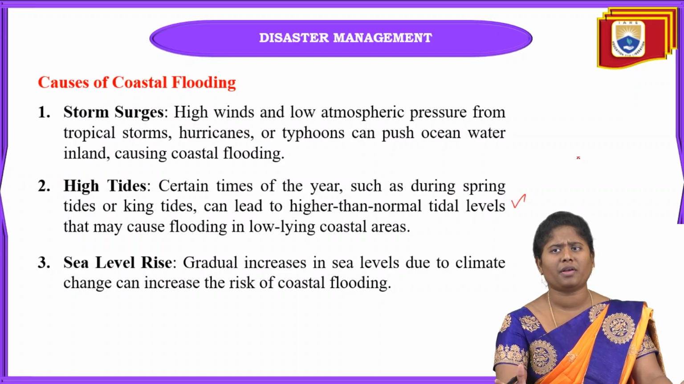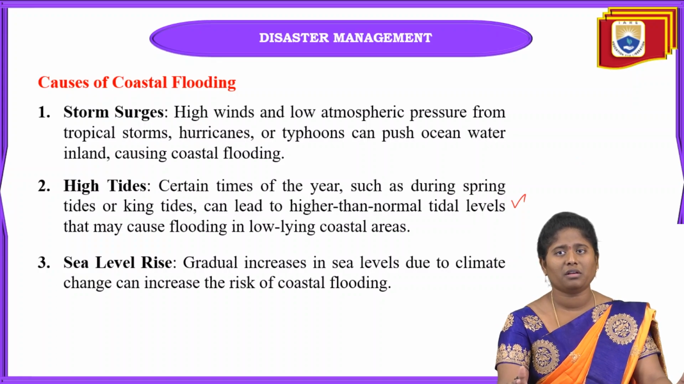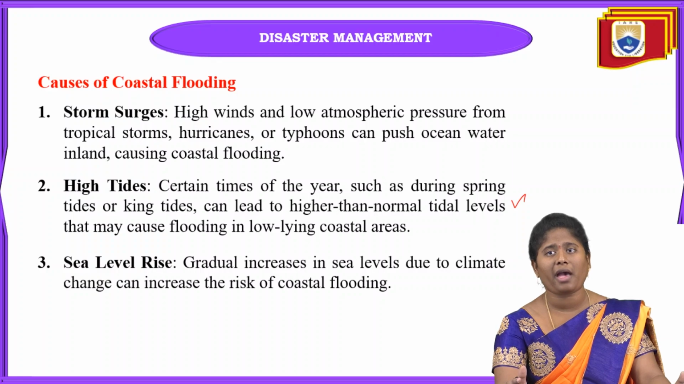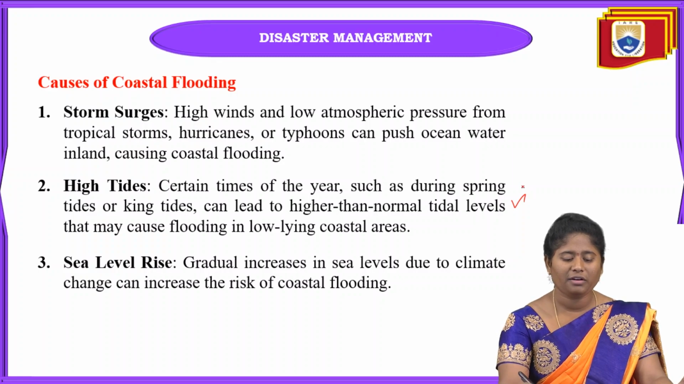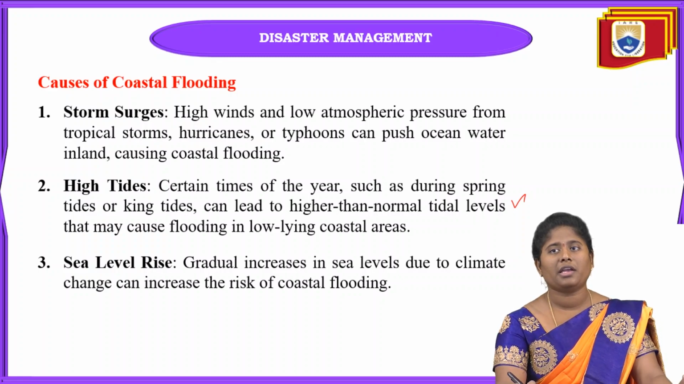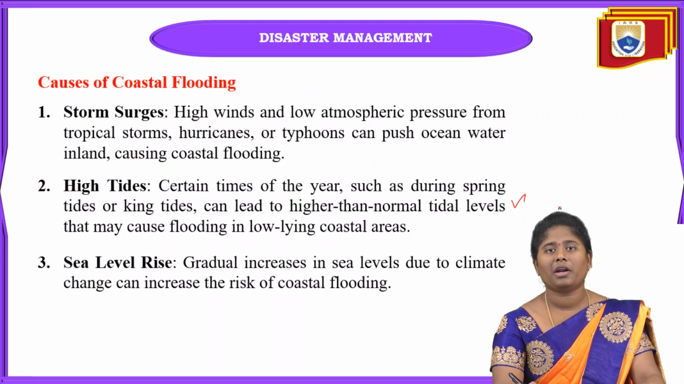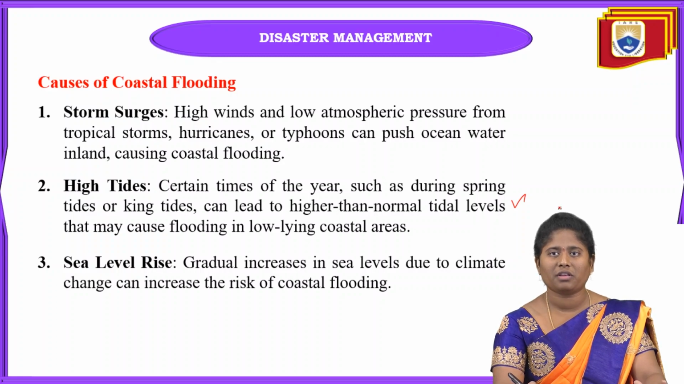These high tides occur during the spring season. During the spring season, high tides can happen in hilly regions or near mountainous regions also. Because of these tides, water levels can rise higher than normal tidal levels, which may cause floods in the low-lying areas. Because of the high tides, we can see coastal flooding near the low-lying coastal areas.